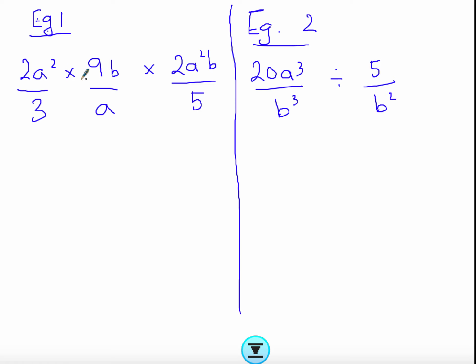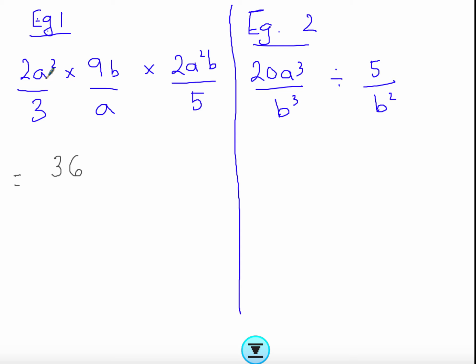First of all, everything's being multiplied. Even in here, everything's being multiplied. And 3 and 9 can cancel out. The a can cancel out with either. So a lot of things can cancel out. But let's just multiply them across. Let's multiply the numbers first. So 2 times 9 times 2. That will be 4 times 9, which is 36.